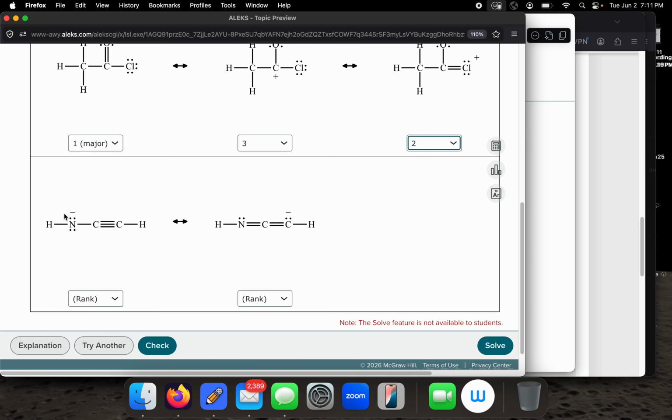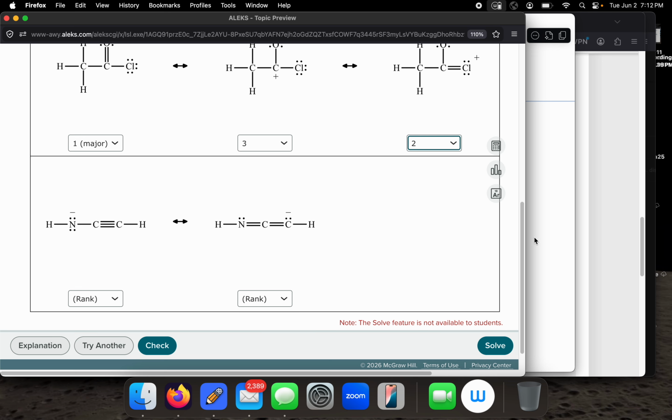And this has a full octet. Hydrogen, I know, likes to have only one bond, so that's legit. Full octet, because it's got 8 electrons around it. 2, 4, 6, 8, right? A triple bond, it's got 4 bonds. So these are all full octets. Let's look over here. These are also full octets. Okay. Everything's got 8 electrons around it.